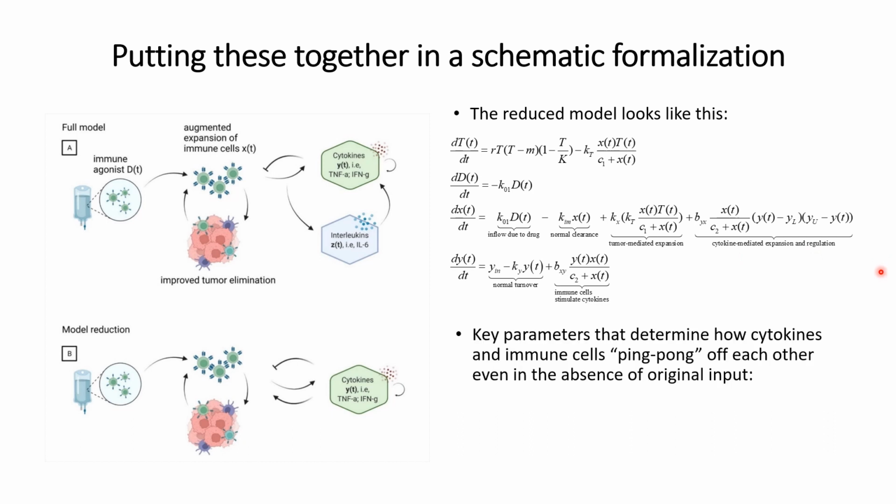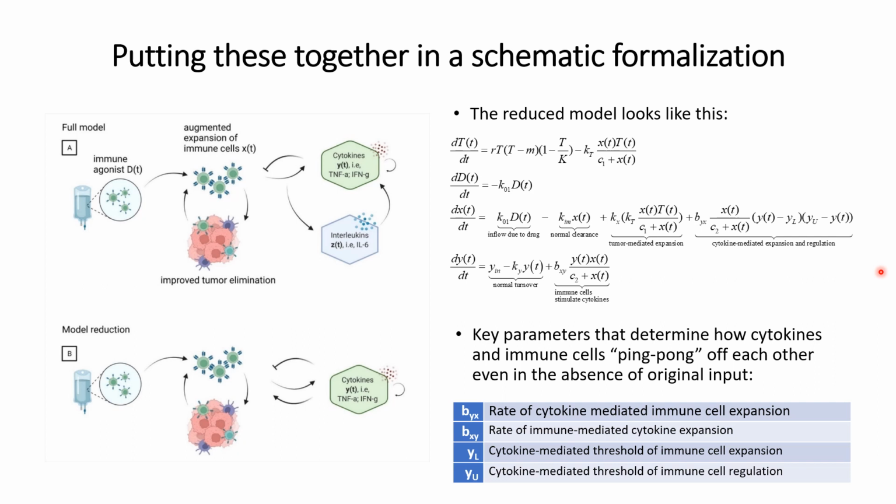Okay, so the key parameters that determine how these cytokines and immune cells effectively ping pong off of each other, even in the absence of original input, are these. You do not need to do a fancy sensitivity analysis to just be able to see this from the system. The rate of cytokine-mediated expansion of immune cells, the rate of immune cell-mediated expansion of cytokines, and the two thresholds, Y lower and Y upper. At least in this formalization, these are the key players.